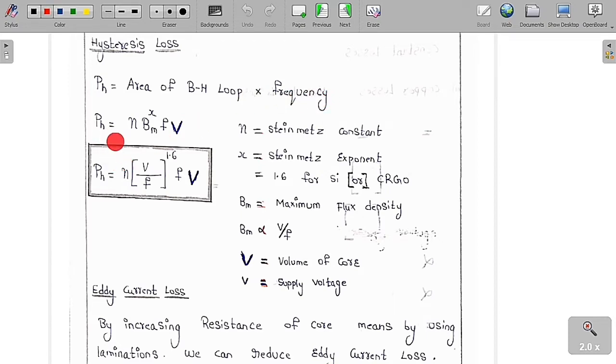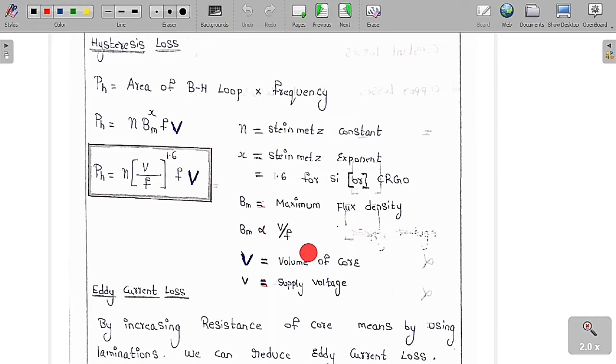The other formula is hysteresis loss is equal to eta into Bm to the power of x into f into the volume of core, where eta is called the Steinmetz constant and x is called the Steinmetz exponent, which is equal to 1.6 for silicon steel or CRGO, cold rolled grain oriented steel. And Bm is called the maximum flux density, and Bm is directly proportional to voltage by frequency, because I have already told you E is equal to 4.44 f N Bm A.